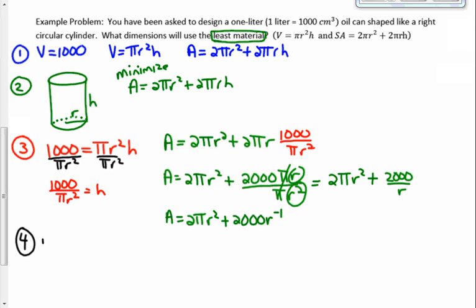So the domain is for r, and so r has to be between 0. Again, it can't really be 0, so I'm going to put a parenthesis there, because if I had a radius of 0, I would have no cylinder. Likewise, if I had a height of 0, I would also have no cylinder.